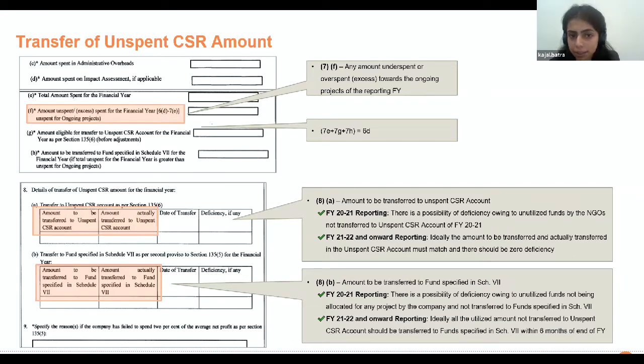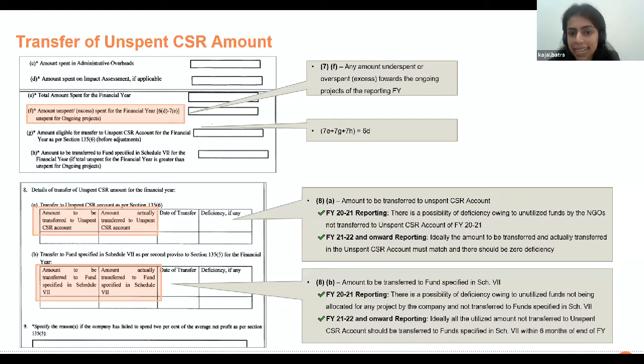Under point 7F, information on amount unspent by the corporate, that is the amount unutilized by the NGOs or unallocated towards any project, or in case any excess expenditure has been made, that would be entered under 7F. And under point 7G, the funds that have been allocated but not utilized in ongoing projects, which will further need to be transferred to the unspent CSR bank account, will be entered. Under point 7H, information on the unutilized and unallocated funds towards any project which will need to be transferred to a fund specified in Schedule 7 would be entered.